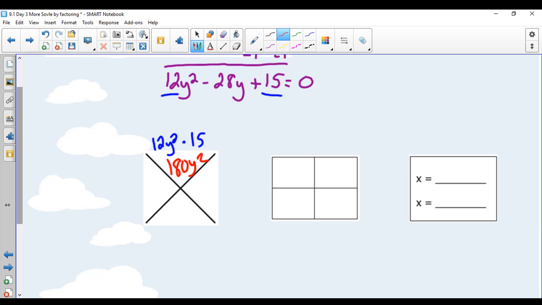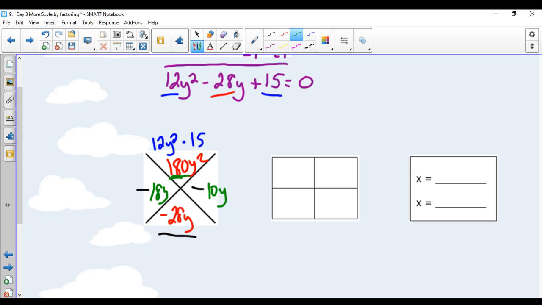And then the middle term is our negative 28y. Since I can see I have a negative, and they multiply to make a positive, I know I need two negatives. A negative times a negative makes a positive, and I have to get a negative 28. So what numbers will make 28 from 180? Obviously there could be a ton of them, but there's one that jumps out at me right away, and that would be, I can see it, 18. 18 times 10 makes 180, and sure enough, 18 plus 10 makes 28.